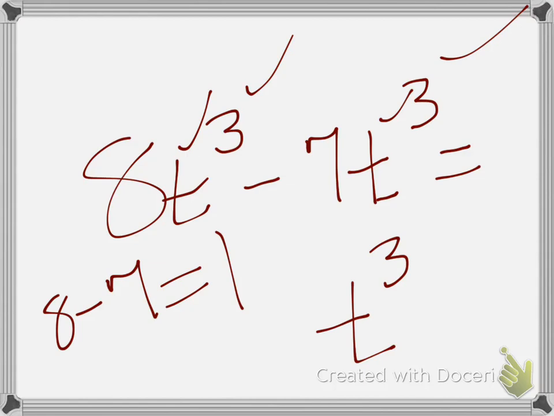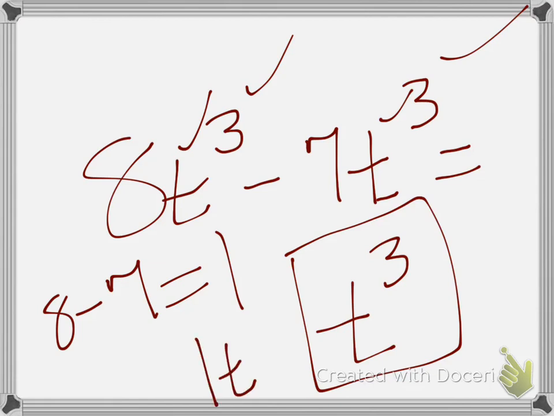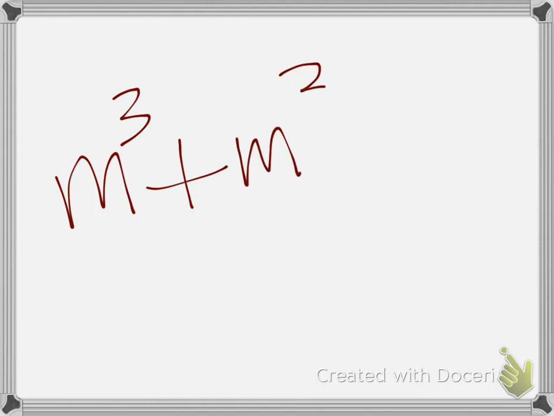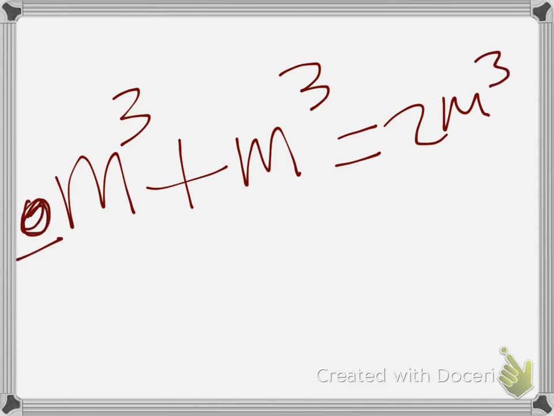So you could have two different types of answers. You could have t to the third, or you can write the 1 in front of the t, and it'll be the same exact thing. Like I talked about in the addition problems, when you have m to the third plus m to the third, that will get you 2m to the third. Just because there's nothing in front, that doesn't mean that there's nothing. That means that there's a 1. So you're going to be adding 1 plus 1, or you're going to be subtracting 2 minus 1, depending on what is in front of your coefficient.